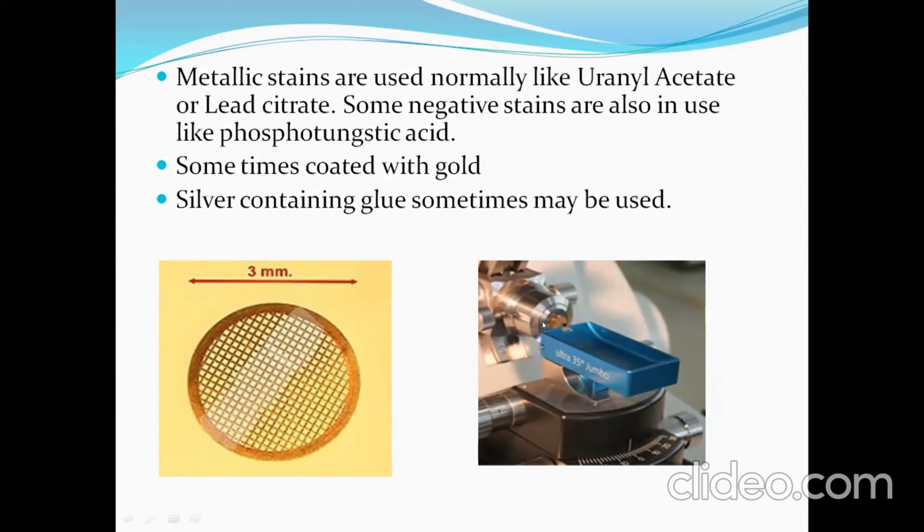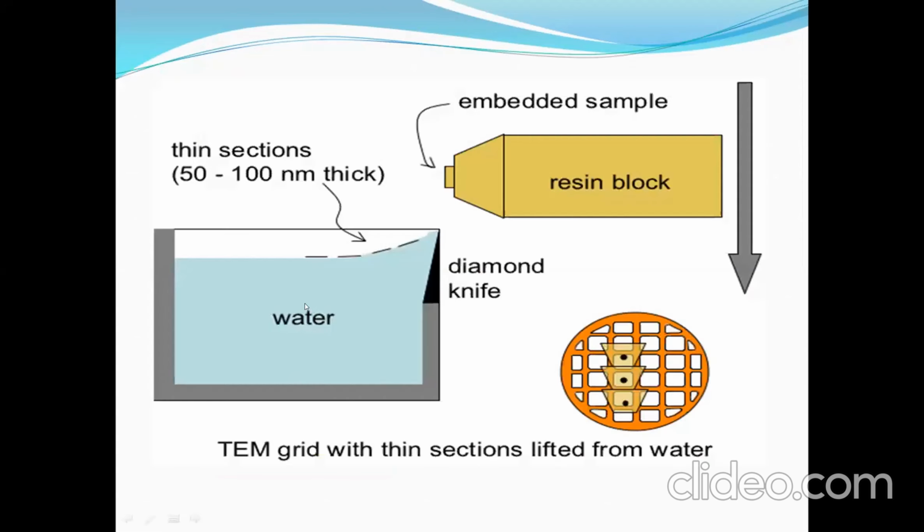And this is the microtome machine where we cut the sections. For electron microscopy, we require sections which are nearly 50 to 60 nanometers in thickness. This is the resin block. And here one thing I have to mention, that the ultramicrotome cuts sections with a diamond.